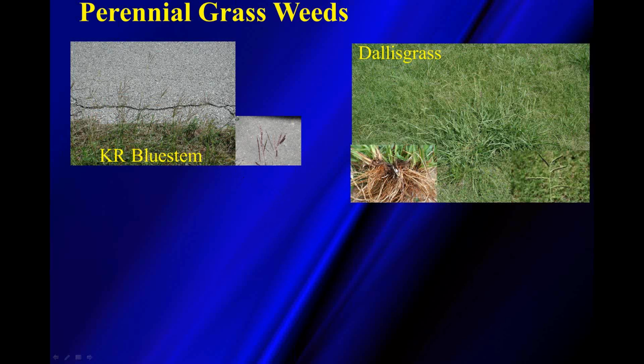Dallas grass, of course, has this stubby little perennial rhizome at the base of the plant here, and just spreads and spreads and spreads. And then it can also spread by seed.